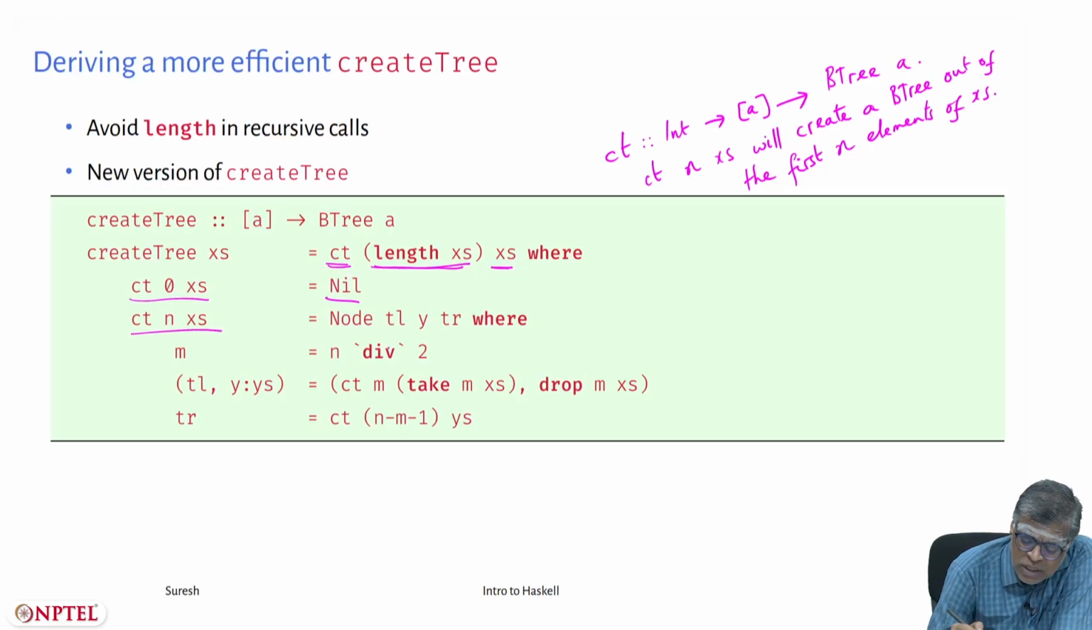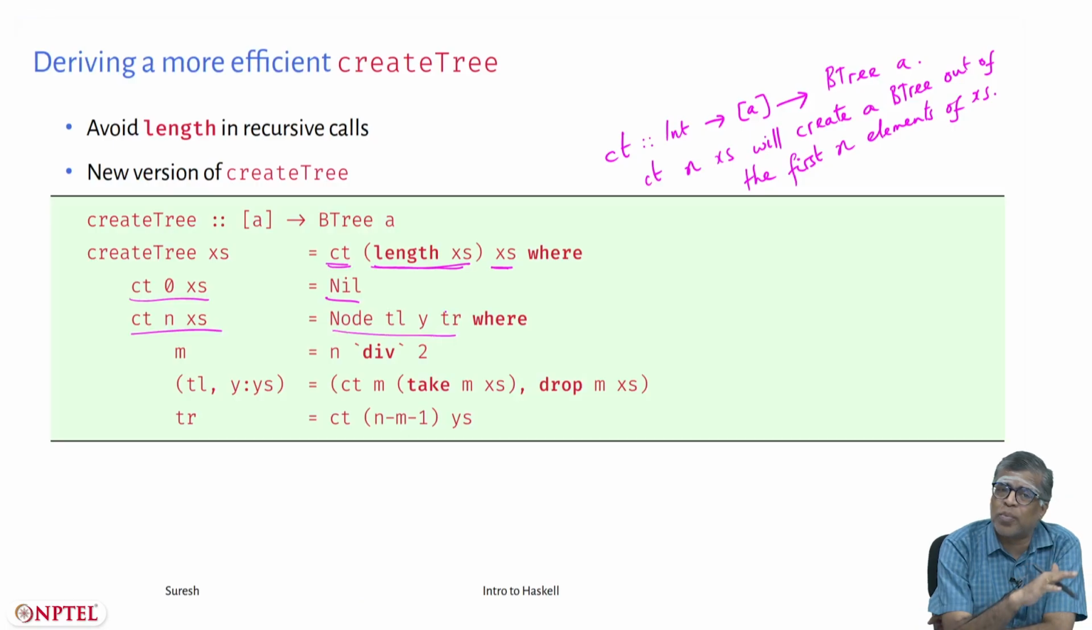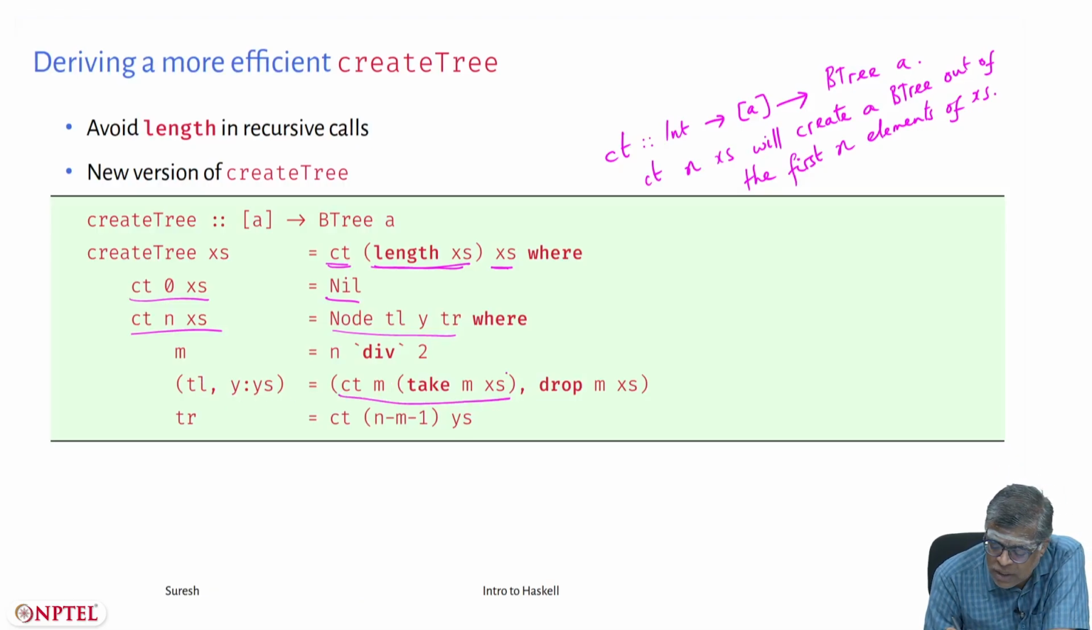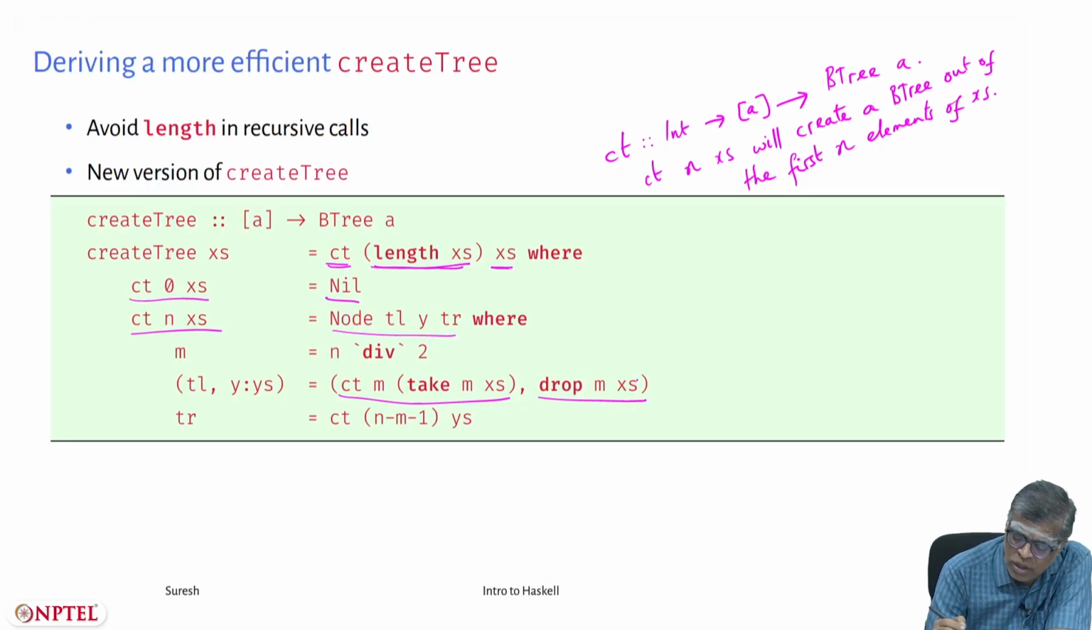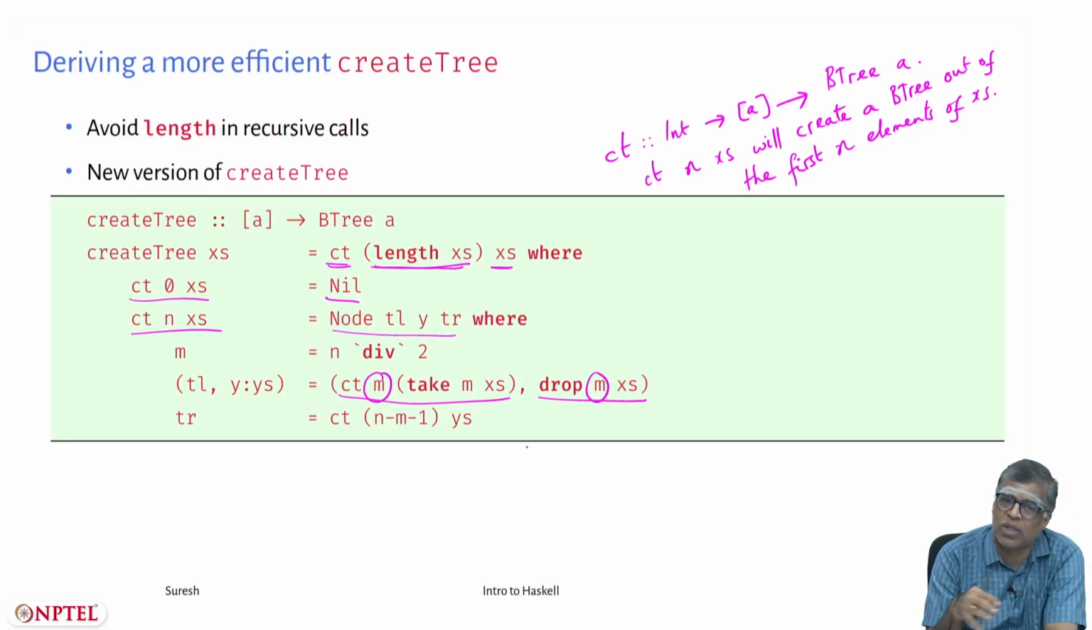CT of n xs is node TL x TR. It is the same program as earlier, except m is n div 2, rather than calculating length, we are directly doing this. And when you make a recursive call, TL is CT m (take m xs), and the other recursive call is on drop m xs. So it is the same m, except that instead of recursively computing length every time, you are computing length once and then taking it as an extra parameter, and whenever you make the recursive calls, you are taking this m, that is n div 2, as an extra parameter.